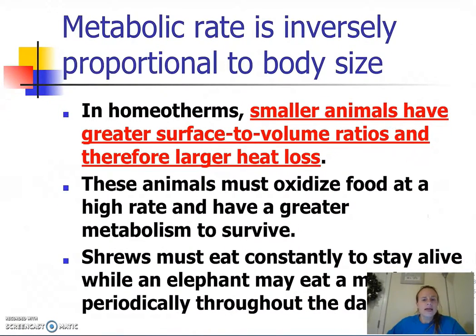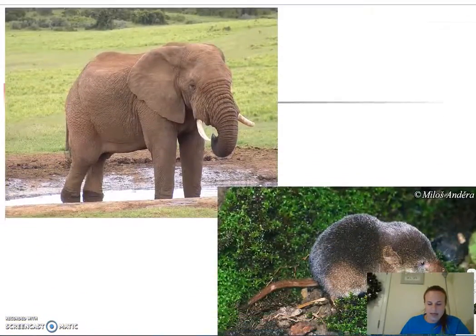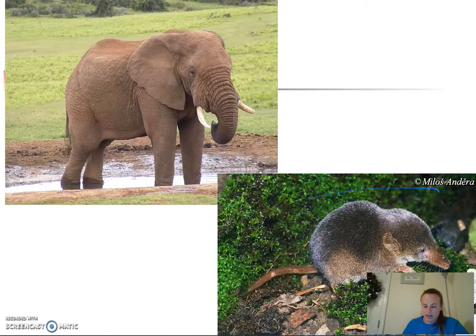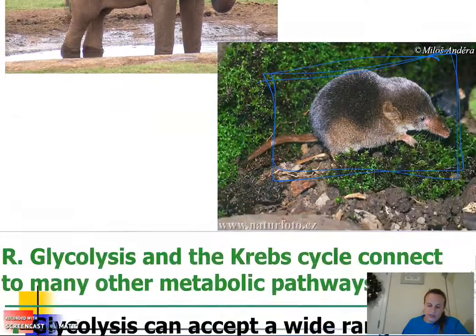Metabolic rate is actually inversely proportional to body size, and that's because smaller organisms have a greater surface area to volume ratio, therefore experience a larger heat loss. So if I look at an elephant as compared to a shrew, a shrew has to eat almost every 2 hours in order to survive, in order to maintain its metabolism, whereas an elephant can go much longer without eating.